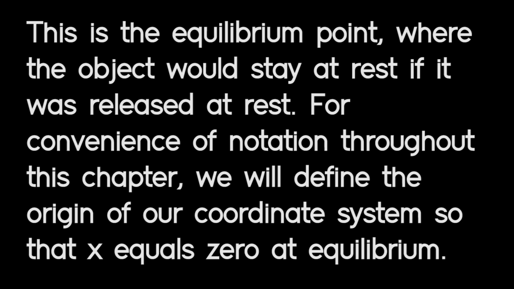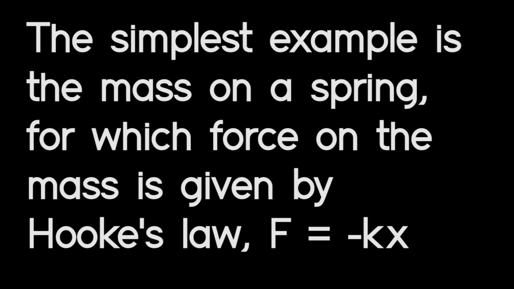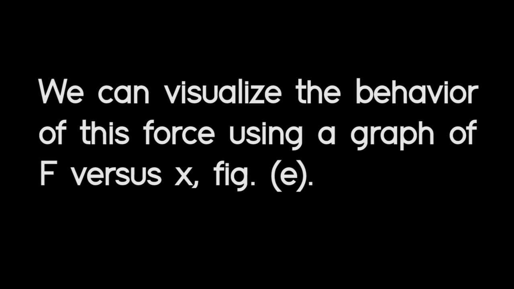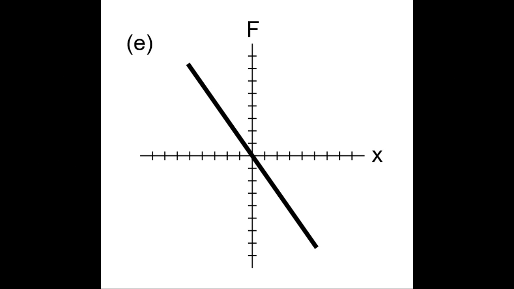For convenience of notation throughout this chapter, we will define the origin of our coordinate system so that x equals 0 at equilibrium. The simplest example is the mass on a spring, for which the force on the mass is given by Hooke's law, F equals negative kx. We can visualize the behavior of this force using a graph of F versus x, figure E. The graph is a line and the spring constant k is equal to minus its slope. A steeper spring has a larger value of k and a steeper slope.